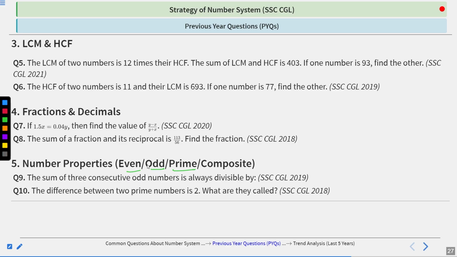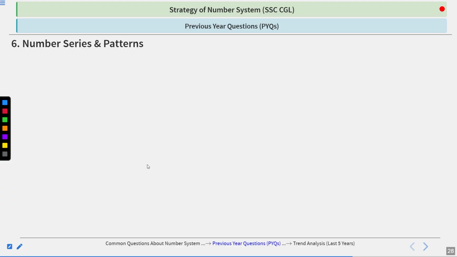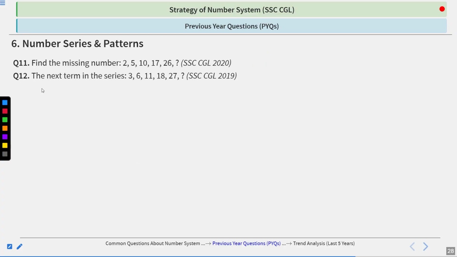So next one is number series and pattern. Find the missing number in the given series, and this question was asked in the SSC CGL 2020 exam. Next one is find the next term in the series 3, 6, 11, 18 and 27, and this question was also asked in 2019. Now in the new pattern, series questions are asked in the reasoning topic.